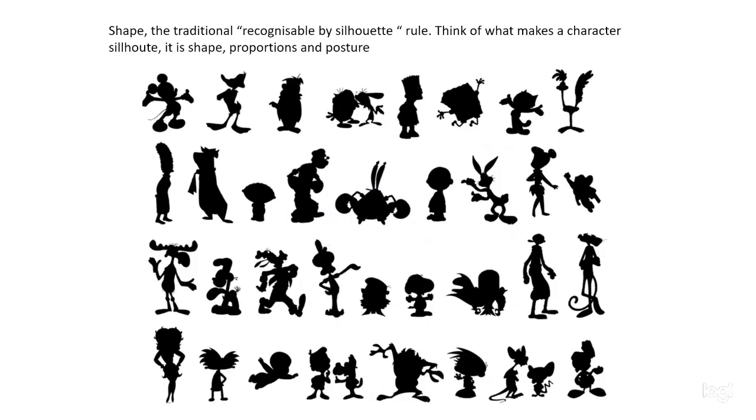Shape, a traditional recognizable by silhouette rule. Think of what makes a character's silhouette, its shape, proportion, and posture work and be recognizable by a single glimpse. Like, I'm pretty sure you guys can name every single character in this just by looking at the silhouette.